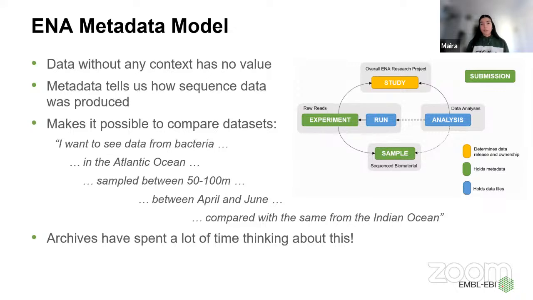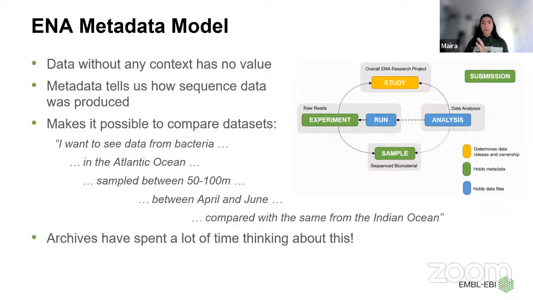You then have your run object and your analysis object, and these two blue objects are essentially the only ones that hold your data files. Everything else holds metadata associated with these data files. Your run object right here stores data that comes from the first category, which is our raw read tier, and your analysis object can hold assemblies and annotations, any kind of downstream analyses.